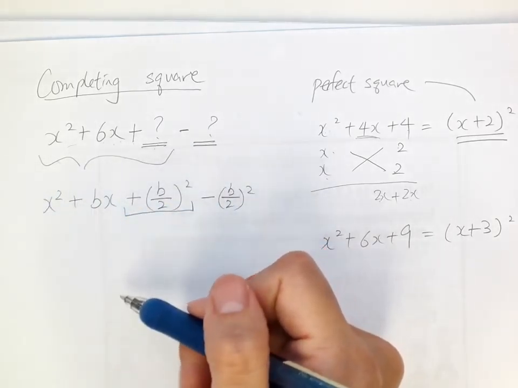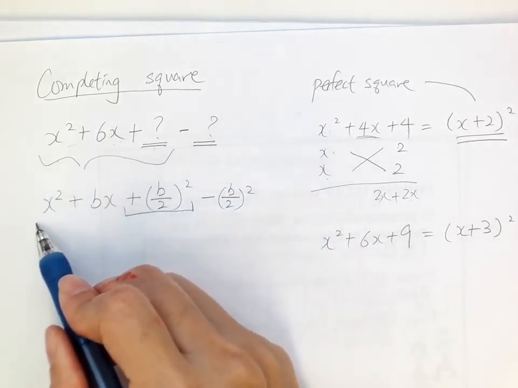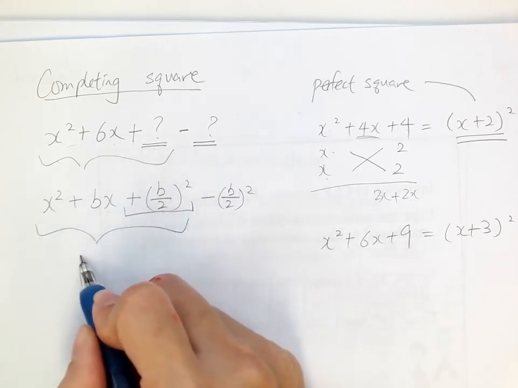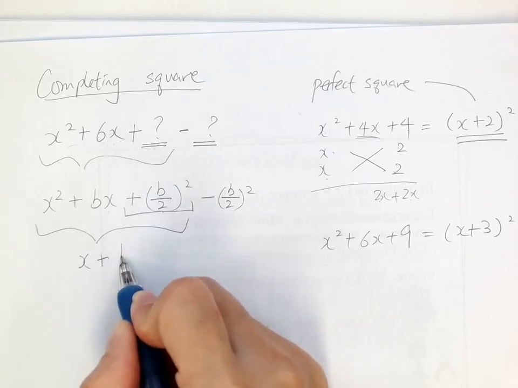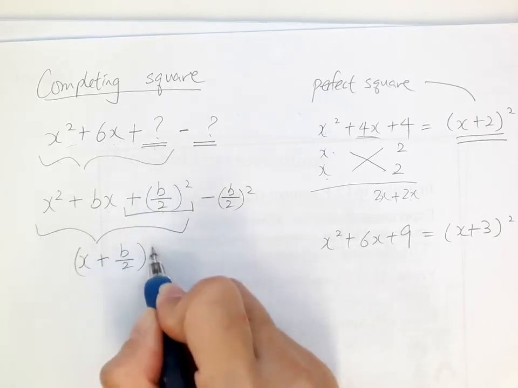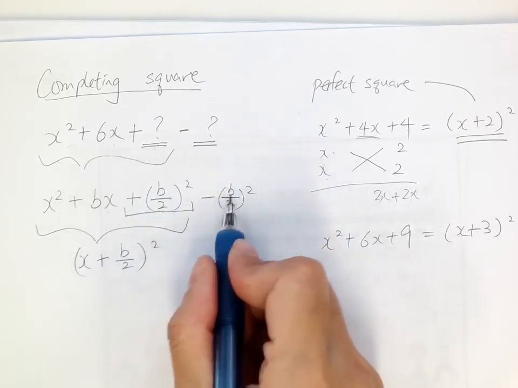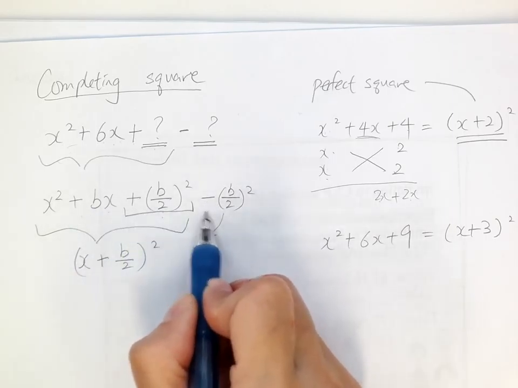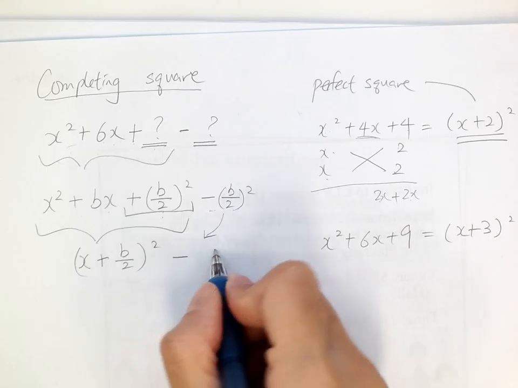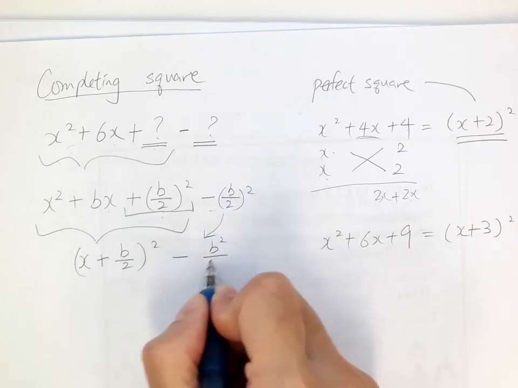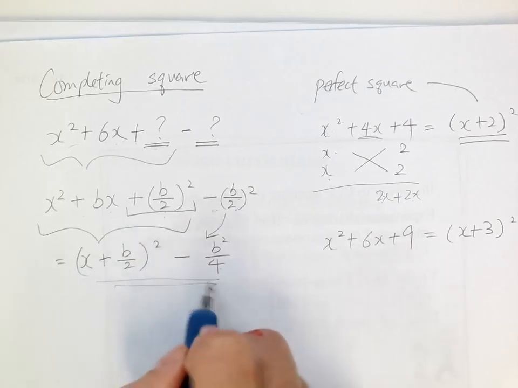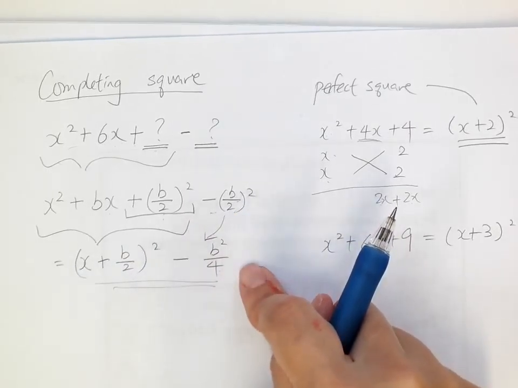will remain unchanged. After that, you are going to factorize the first three terms into (x plus b over 2) all squared. After you have done the factorization, don't forget the last term, which is b squared over 4 after you expand it. So this is called the method of completing the square.